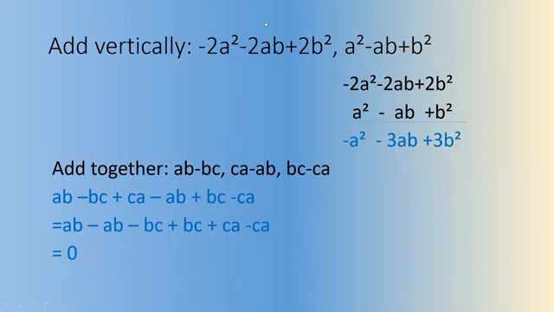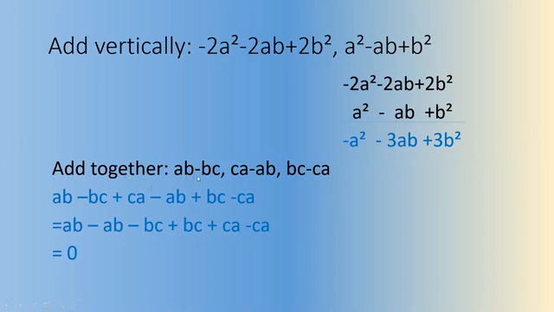Now add vertically. How can we add these terms vertically? Vertically means you have to write down the first expression, then on the next line copy the next expression. Just check the variables and copy down the same variables like this. Now minus 2 plus 1 gives minus 1a square, or simply minus a square. Then minus 2 minus 1 is minus 3, and plus 2 plus 1 is plus 3. Clear?